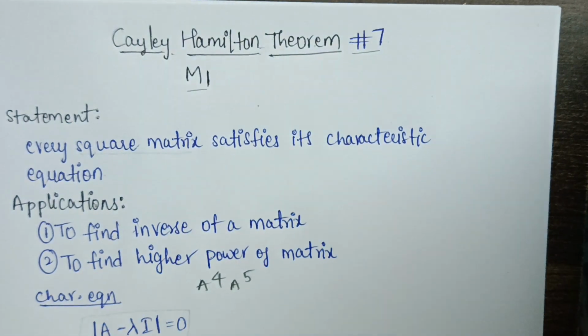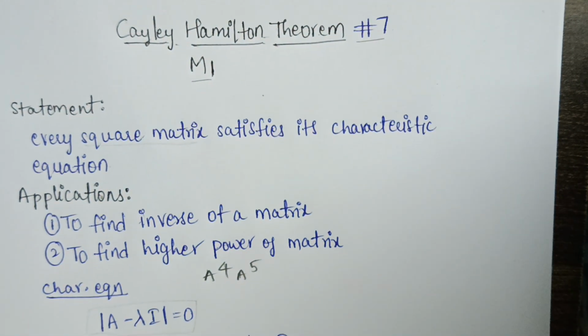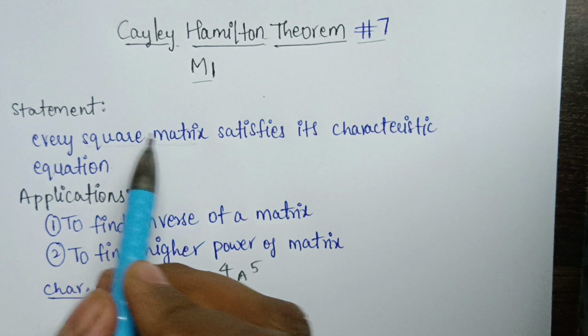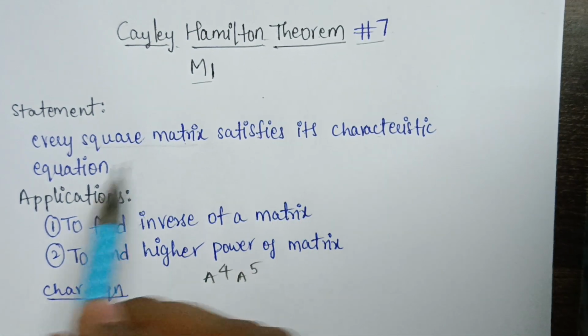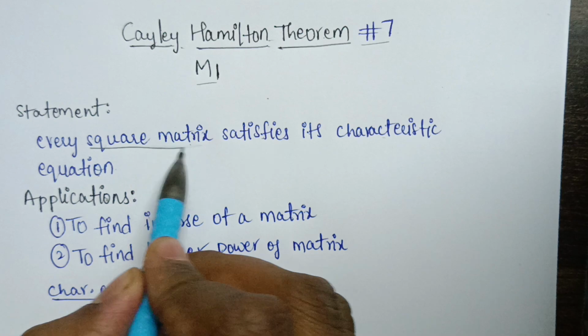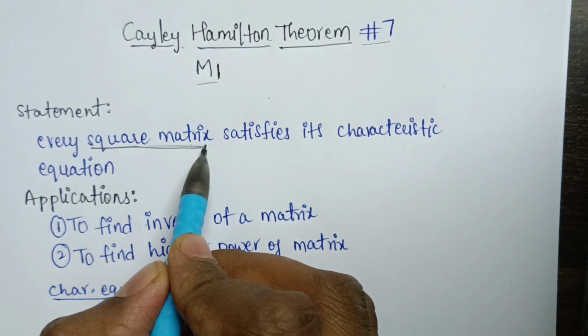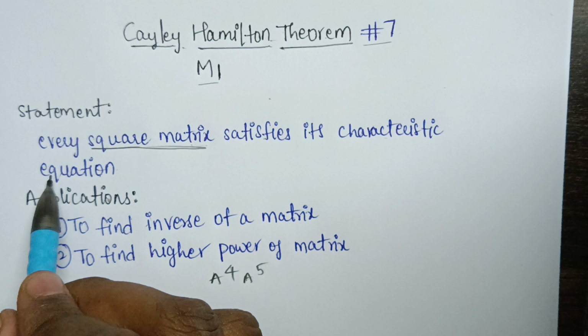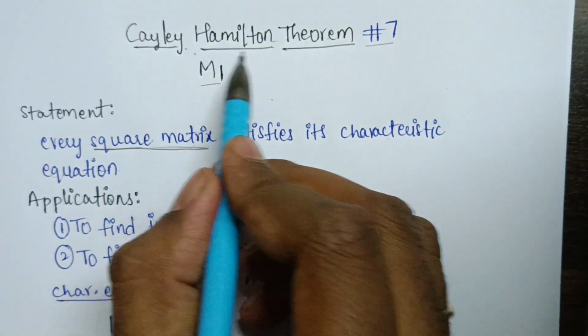So Cayley-Hamilton theorem is a very important topic from the exam point of view, and there will be no M1 question paper without this topic. So the statement of Cayley-Hamilton theorem: every square matrix satisfies its characteristic equation. So the Cayley-Hamilton theorem is only for square matrices. When a square matrix satisfies its characteristic equation, we say that it satisfies Cayley-Hamilton theorem.